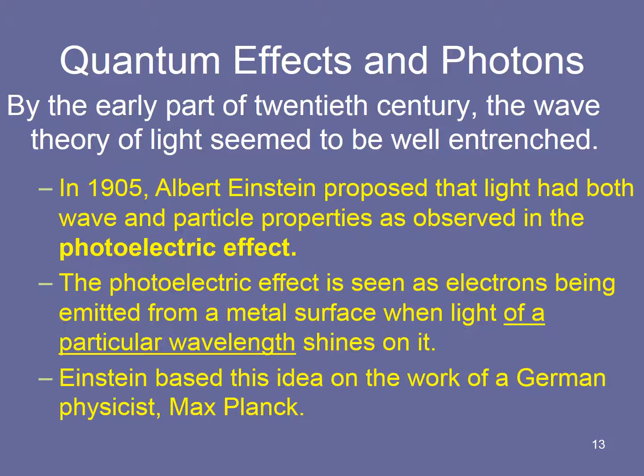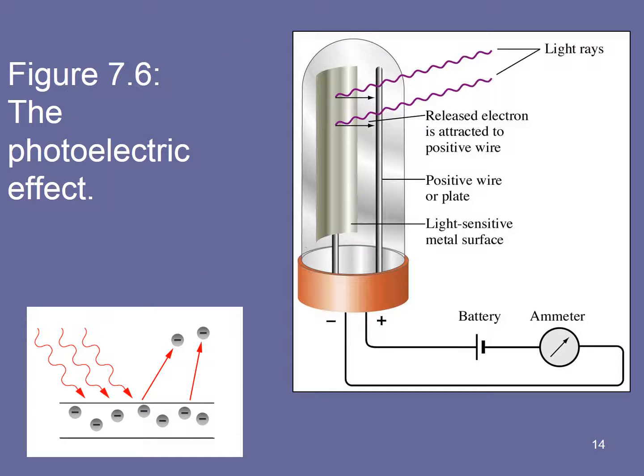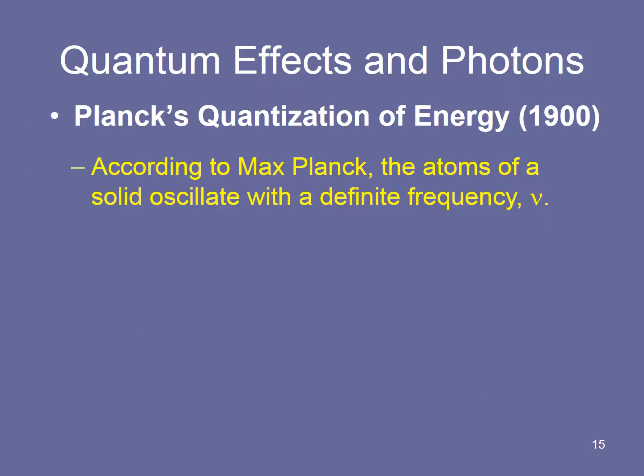Einstein based this idea on work from Max Planck. Okay, so this is just showing the photoelectric effect. So if you hit just the right energy, those electrons will leave the surface of the metal and be attracted to the positive wire. And in fact, the photoelectric tube was the precursor to the television.